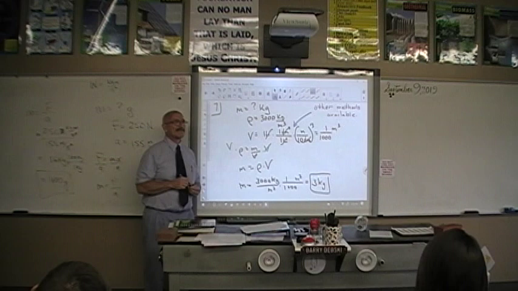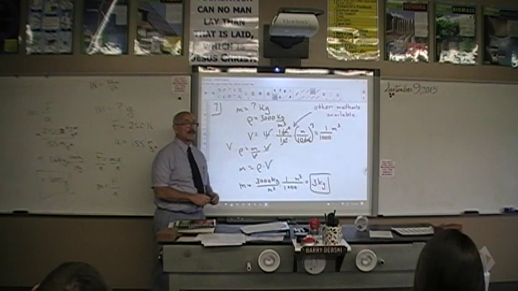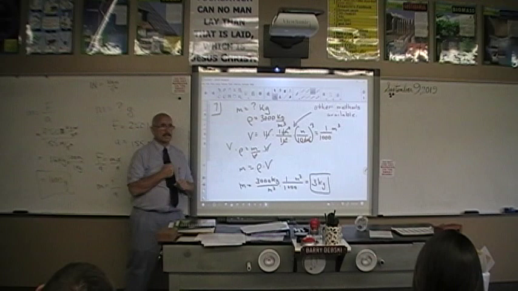Okay, final answer is 3 kilograms. One sig fig. 3,000 divided by 1,000 is 3. So it works out really nice. Questions here? If we have time, we can come back and take a look at doing this in point.